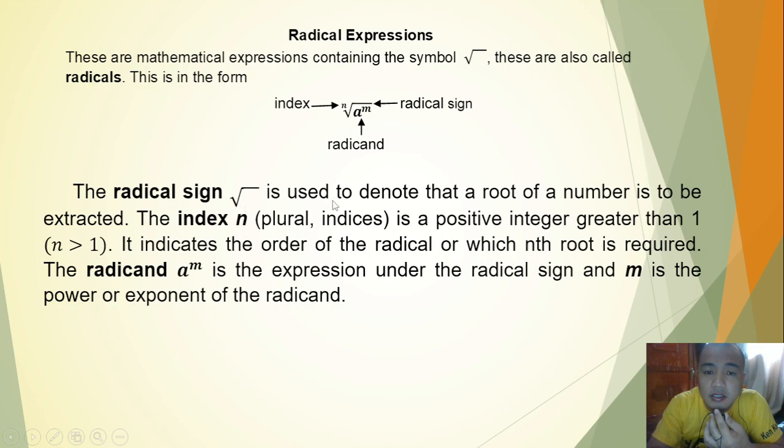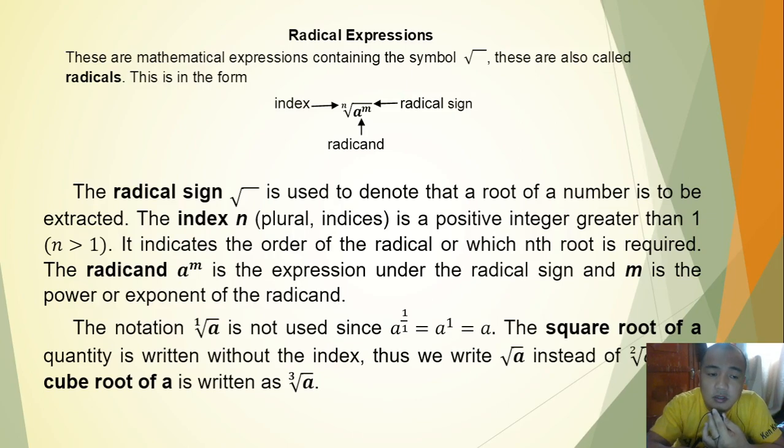So the radical sign is used to denote that the root of a number is to be extracted. The index n is a positive integer greater than 1. So the index must be greater than 1. We cannot have an index equal to 1. It indicates the order of the radical, or which nth root is required. The radicand a raised to m is the expression under the radical sign, and m is the power or exponent of the radicand.